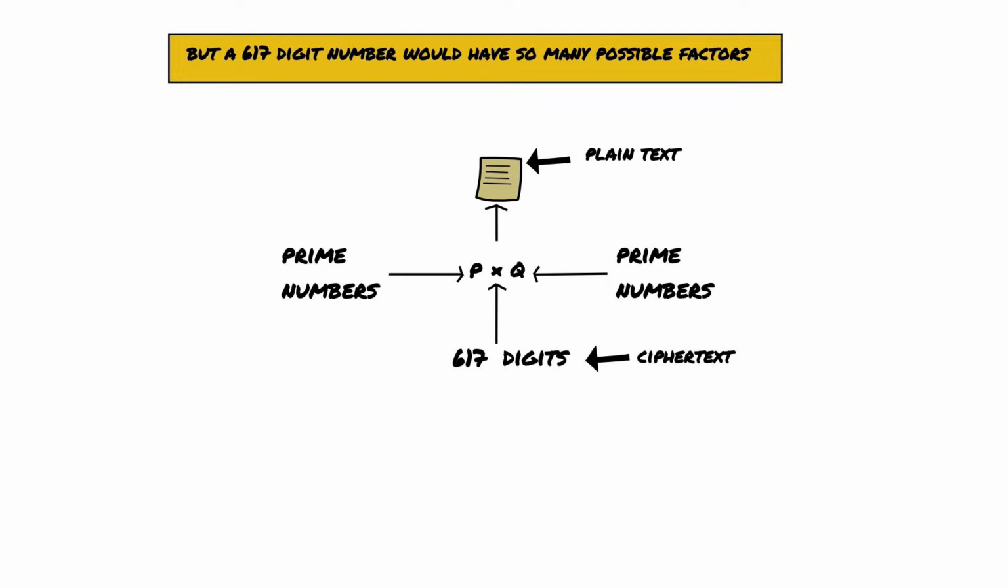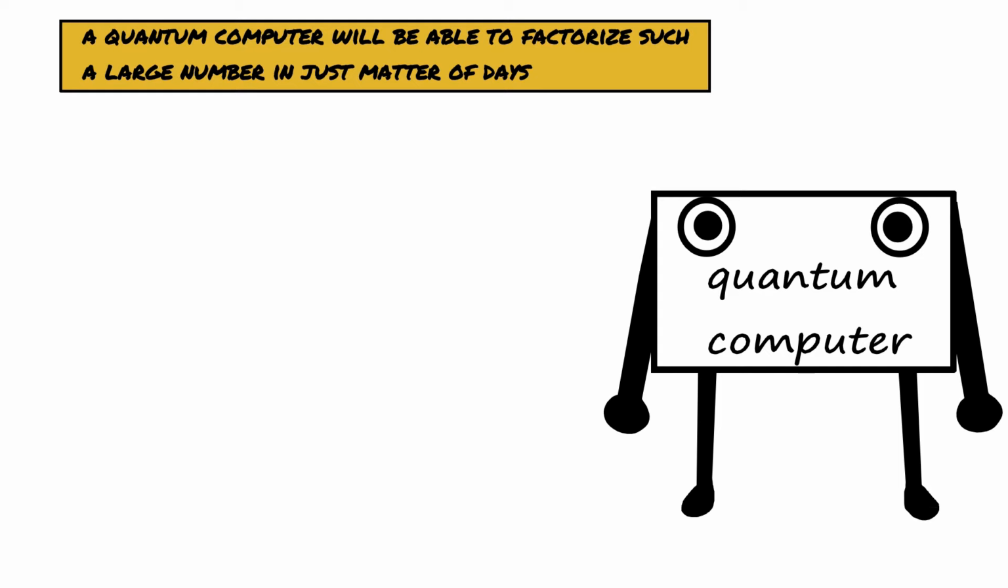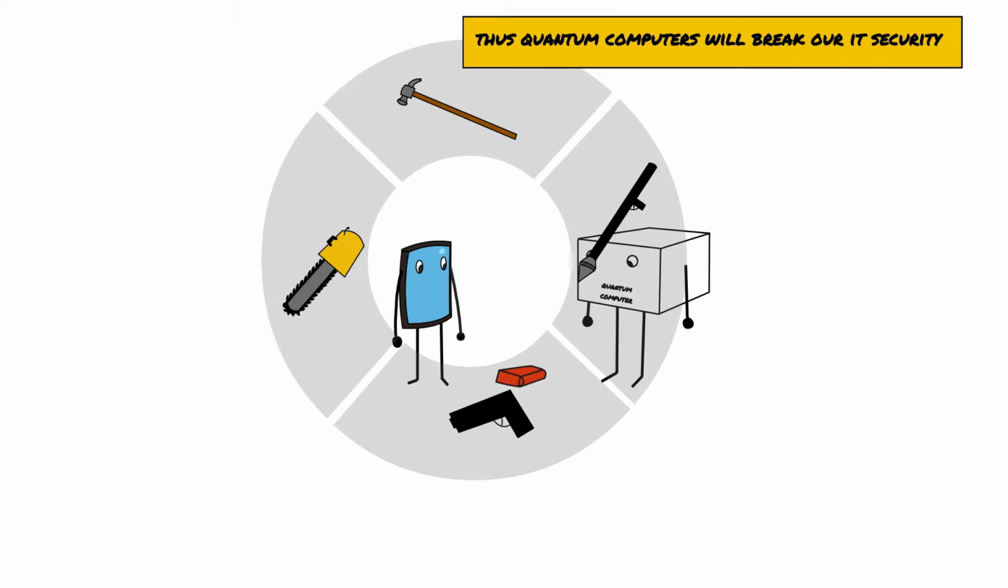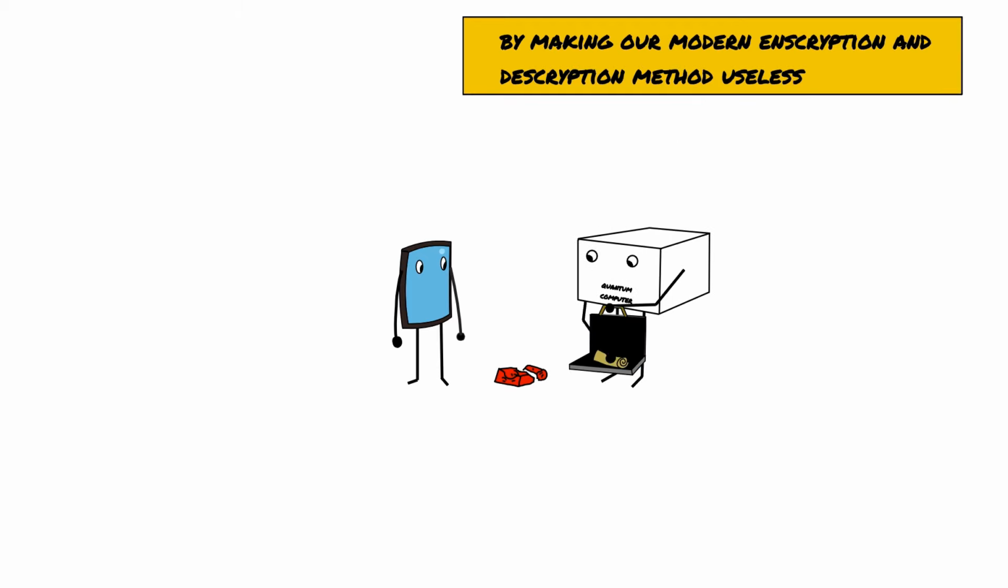But a 617-digit number would have so many possible factors that it would take more than 1 billion years even for today's most powerful supercomputer to find P and Q. A quantum computer will be able to factorize such a large number in just a matter of days by using the quantum algorithm known as Shor's algorithm. Thus, a quantum computer will break our ID security by making our modern encryption and decryption methods useless.